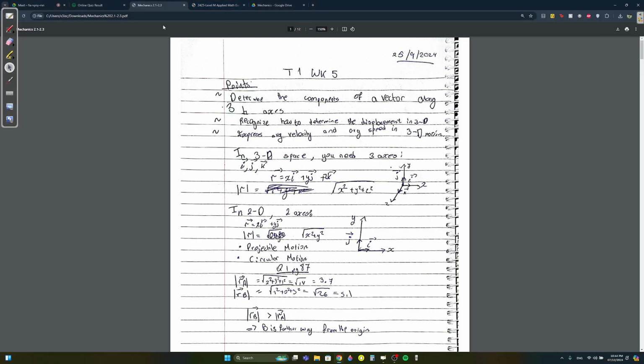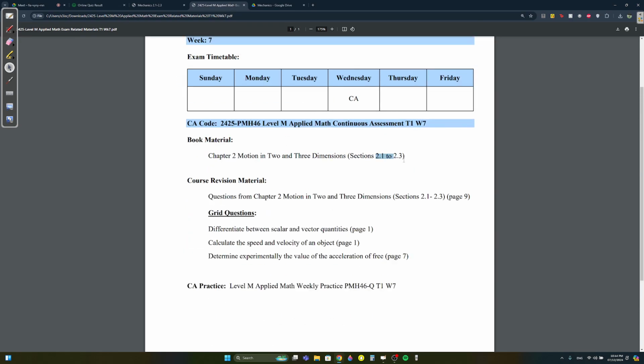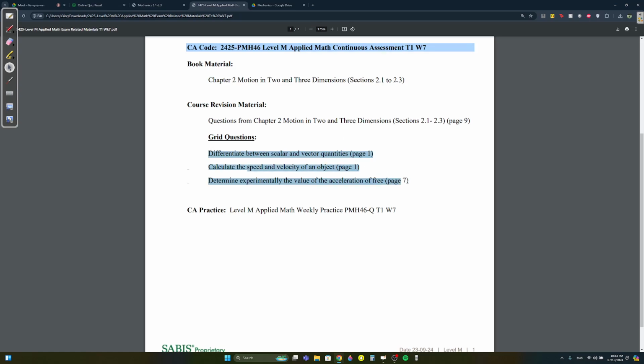This is term 1 week 7 mechanics CA. It's 2.1 to 2.3. Make sure you do these good questions, by the way. When they put them in the material, that means he wants you to do them.